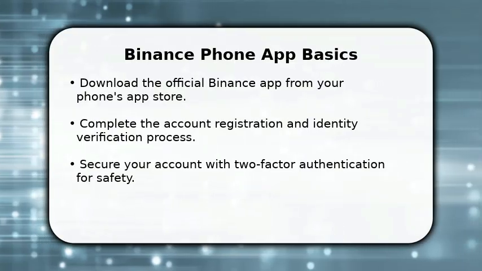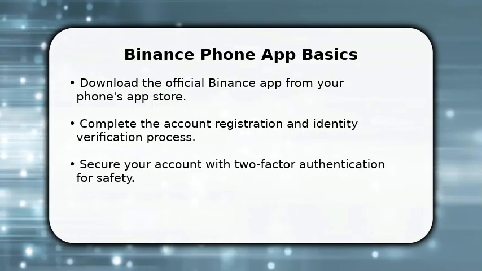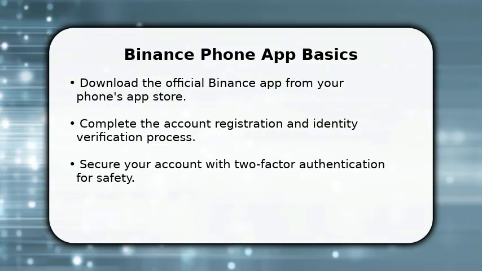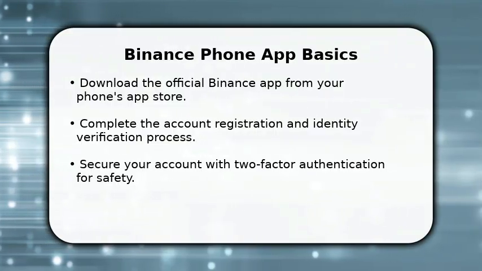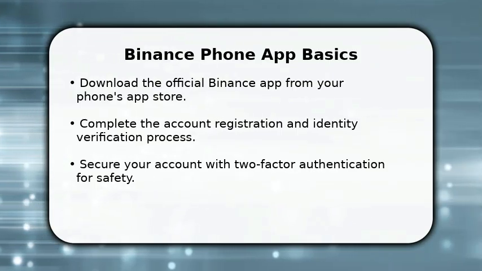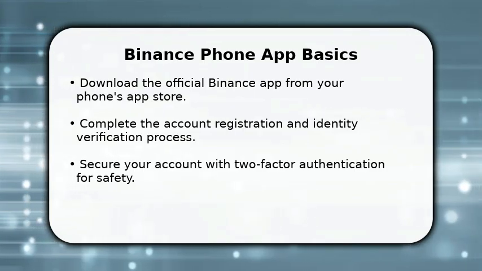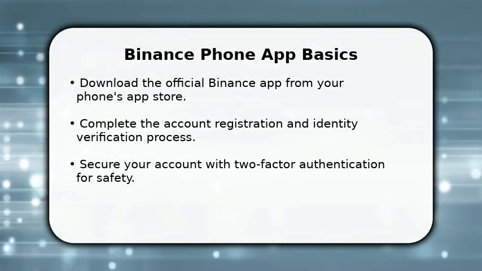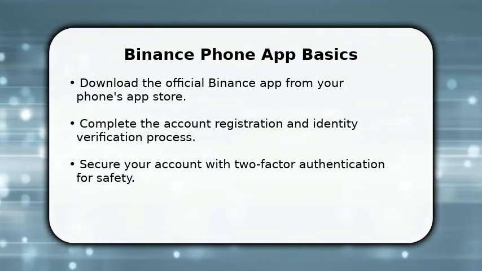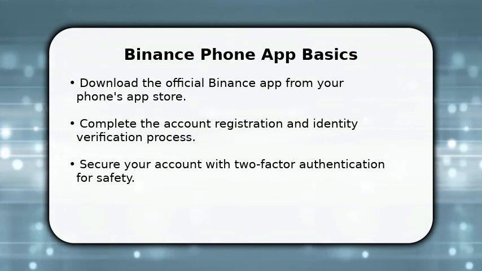In this video, I will explain how to use Binance on your phone. First, download the official Binance app from your device's app store. Once installed, you'll need to register for an account and complete the identity verification steps. This is crucial for security and compliance. Don't forget to enable two-factor authentication immediately to protect your funds and personal information. It's a simple but vital step for a secure trading experience.